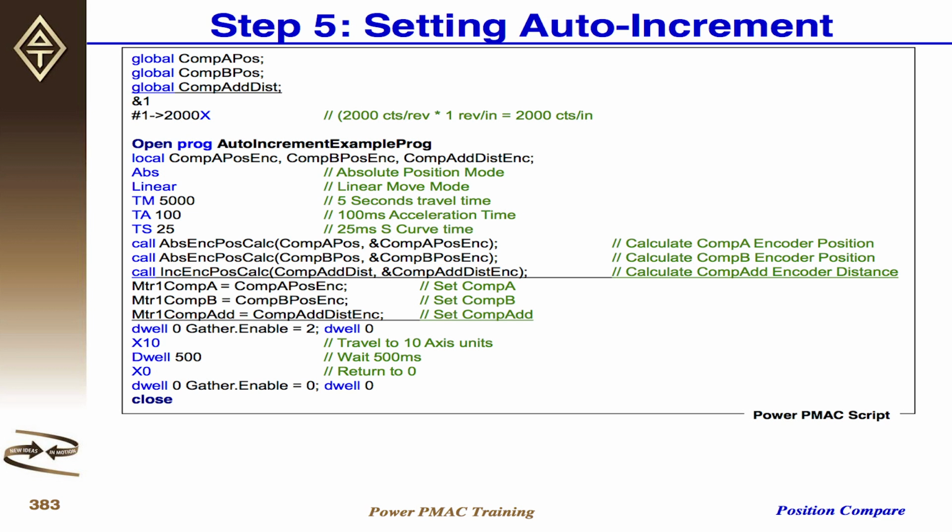Then we need to add another call so that we call the incremental encoder position calc so that we can actually calculate what our comp add is. And then we need to add another line that sets motor 1 comp add equal to that calculated value. So you're welcome to either just add those 3 selected lines into your existing program, or you can copy this entire program and add it in addition to the other one, however you'd like to do it. This does have a different name. It's now Auto-Increment Example Prog, so you can keep both of them if you want to be able to refer between different versions. There will be a third example after this one.